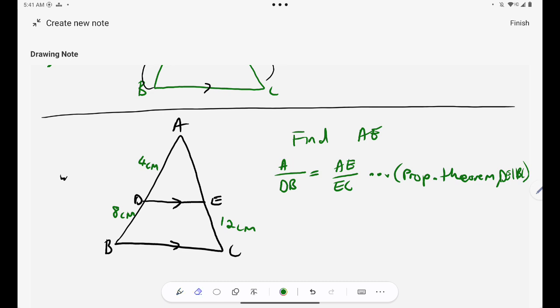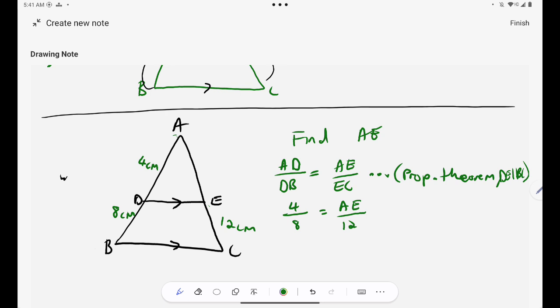Not AB rather, but AD. Excuse me guys about that. Okay, AD over DB is equal to AE over EC. Okay, AD is 4 centimeters. This one is 8 centimeters. I don't know the length of AE, but I do know the length of EC.